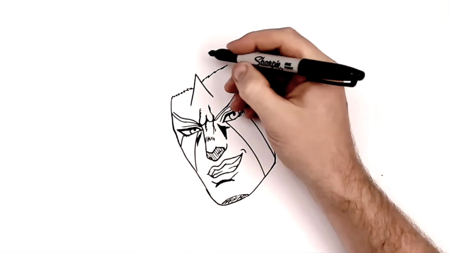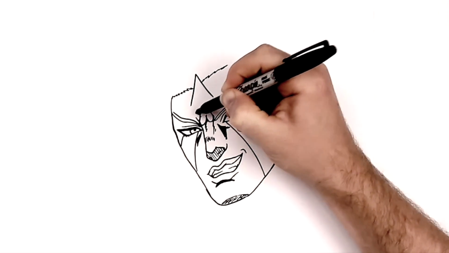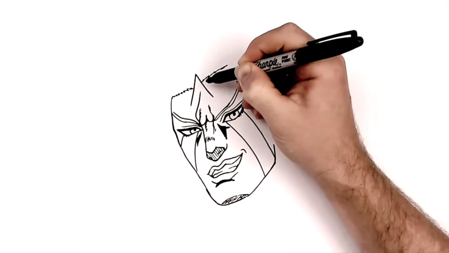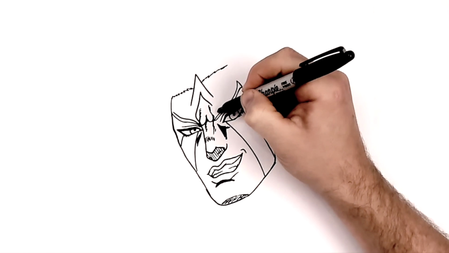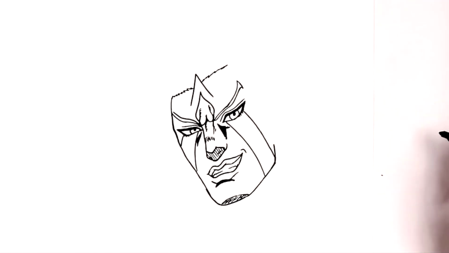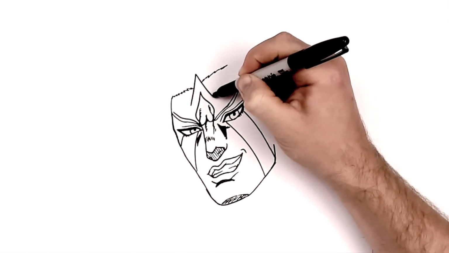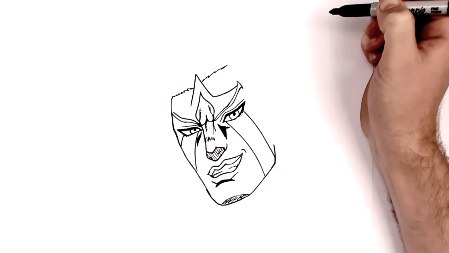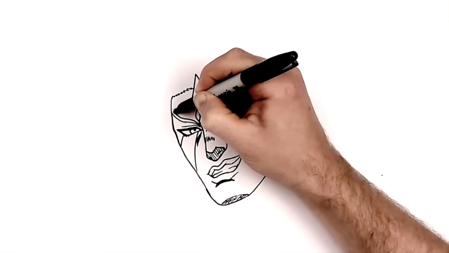So this symbol in the middle here comes out from his eyebrow as well. So it comes out this way, comes up, back down, into there. And then it goes back in towards his eyebrow. Back in there. And then this goes back in there.